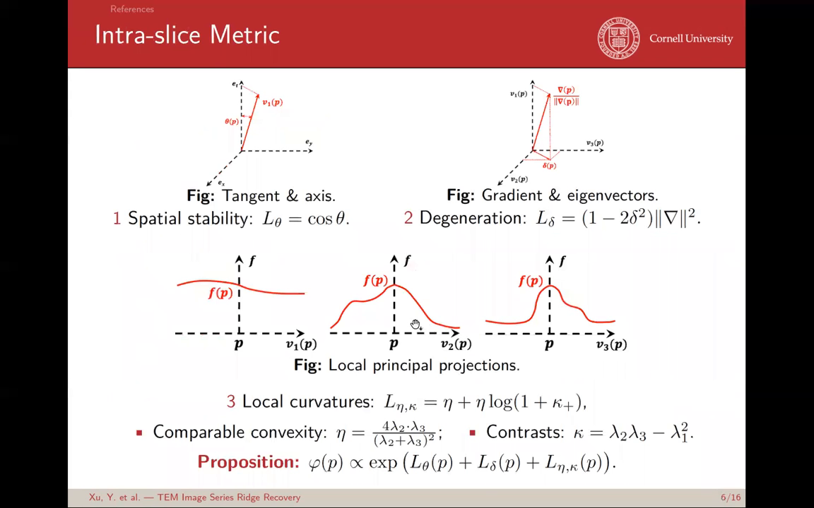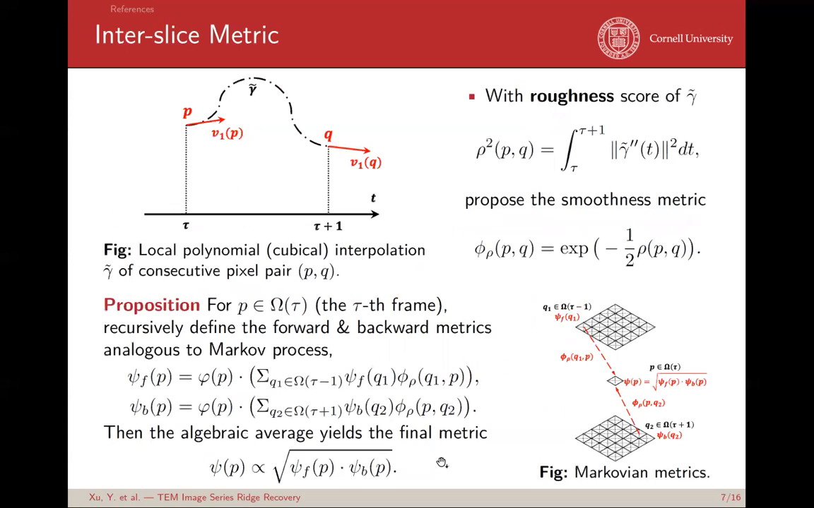We propose the intra-slice metric referring to three properties. One is that the ridge should be relatively stable spatially. Secondly, the gradient must be degenerate along two directions due to the definition of a ridge. And finally, the curvature of the mapping projections, indicating that the two latter eigenvalues should be non-positive and have comparably larger magnitudes than the remaining one. Finally, an intra-slice metric is aggregated from such local gradient and Hessian behaviors.